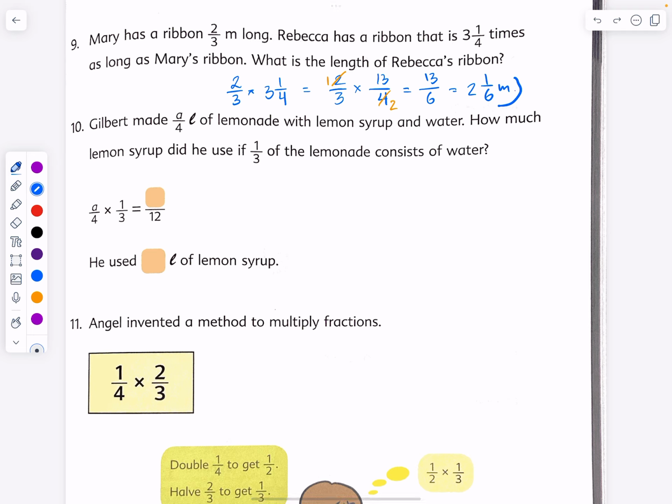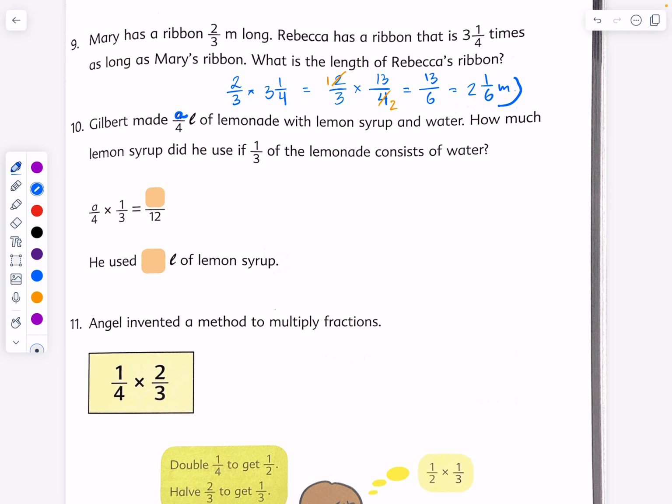Now, number 10 involves a little bit of algebraic expressions. Let's tackle this. Gilbert made 8/4 of a liter of lemonade. Remember, notice, he didn't make 1/4, 2/4, or 3/4. He made 8/4. And A is a variable, it can be any number, 8/4, with lemon syrup and water. How much lemon syrup did he use if 1/3 of the lemonade consists of water?